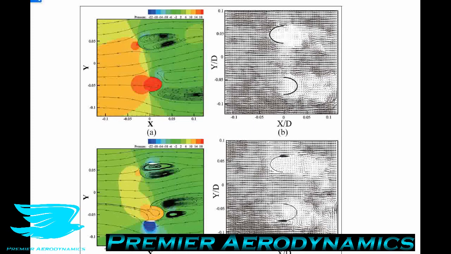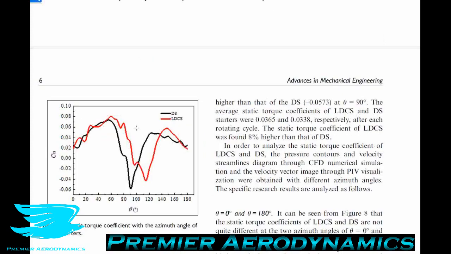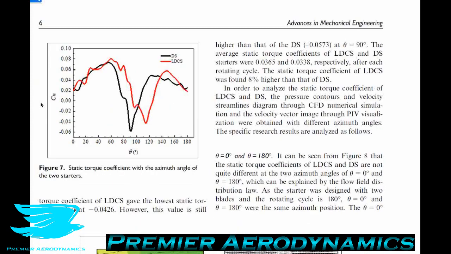And while we do get these differences in the pressure distributions, figure 7 shows us that the static torque coefficient at this angle is pretty much the same for these two blade types. So at 0 degrees here, the black line and the red line both coincide at about the same amount. So I guess we can say that these differences in the pressure distribution largely cancel each other out for the moment. So that's quite funny.